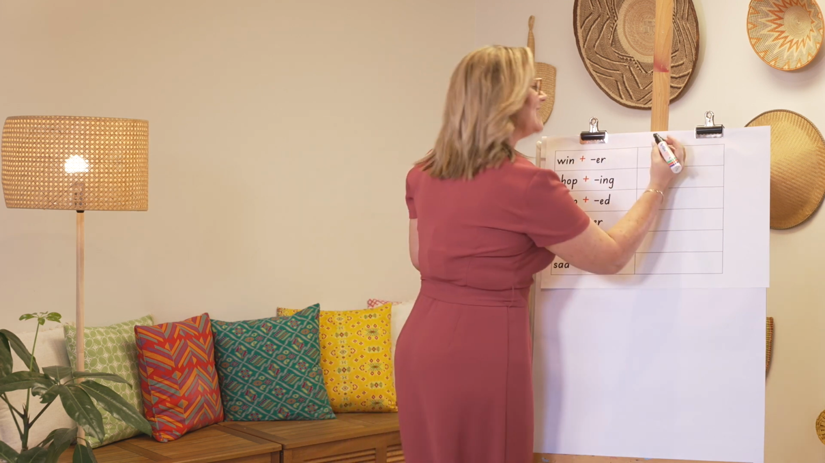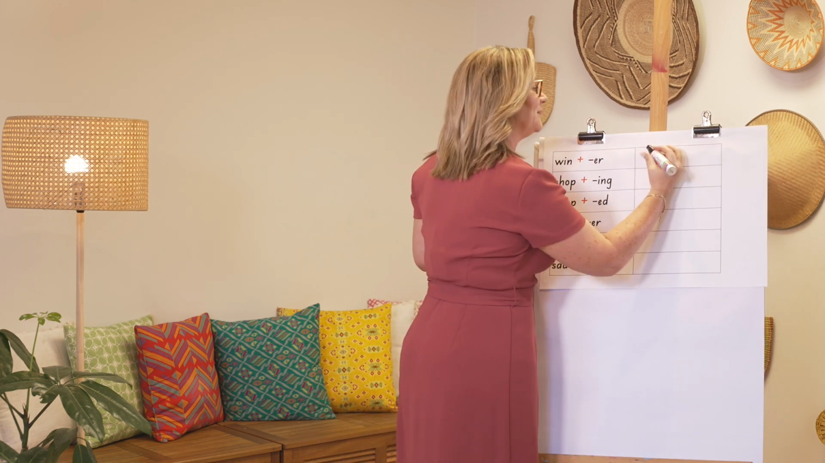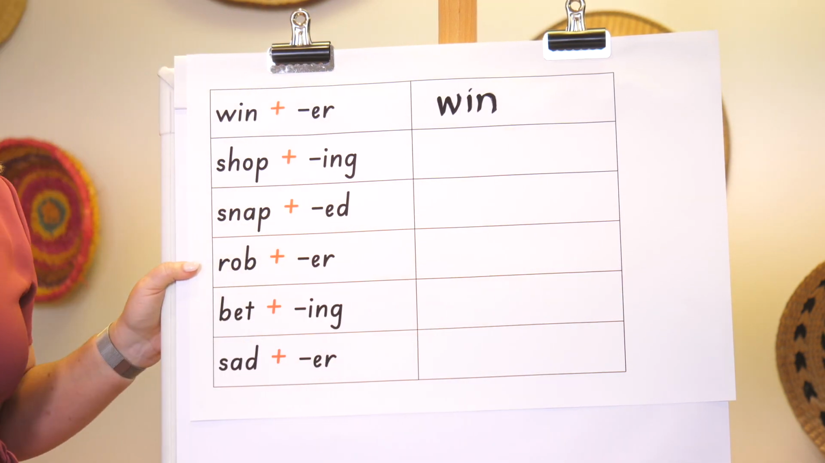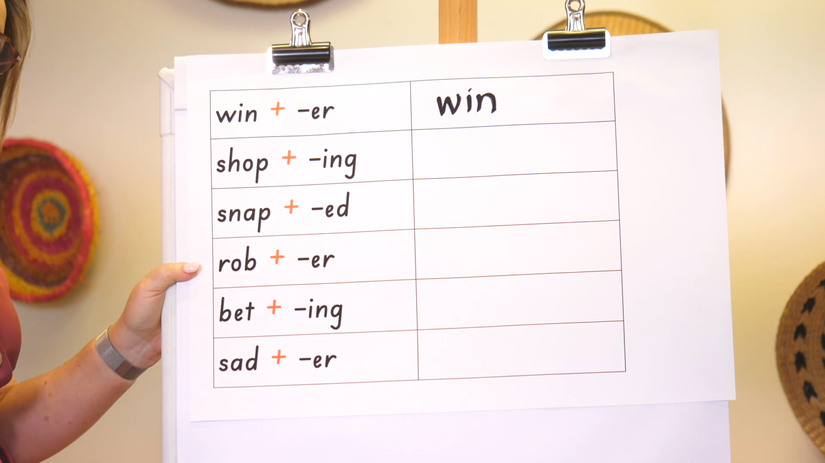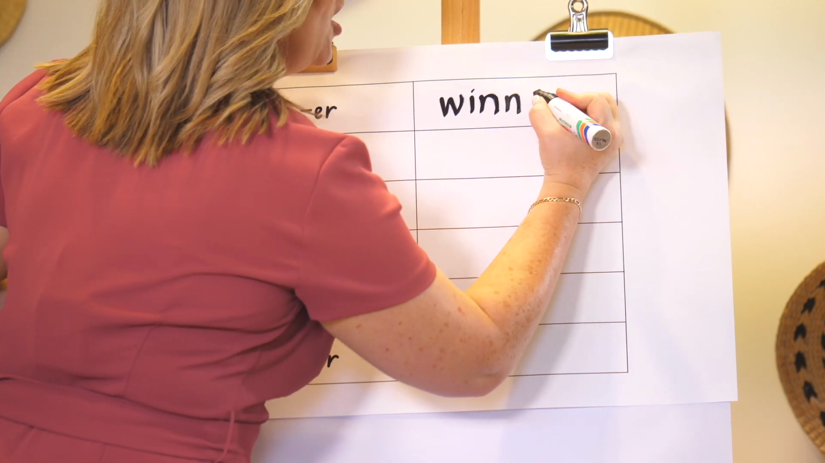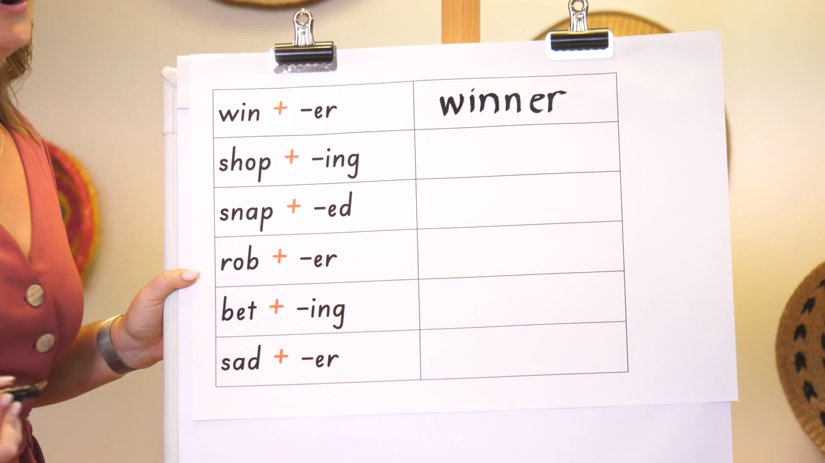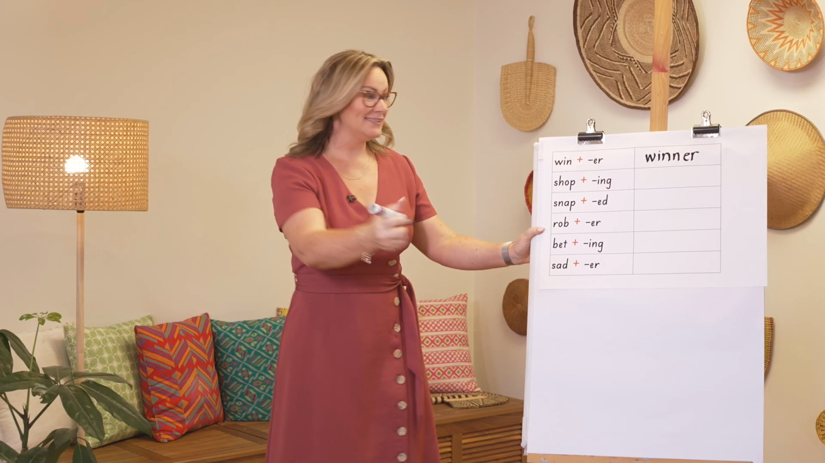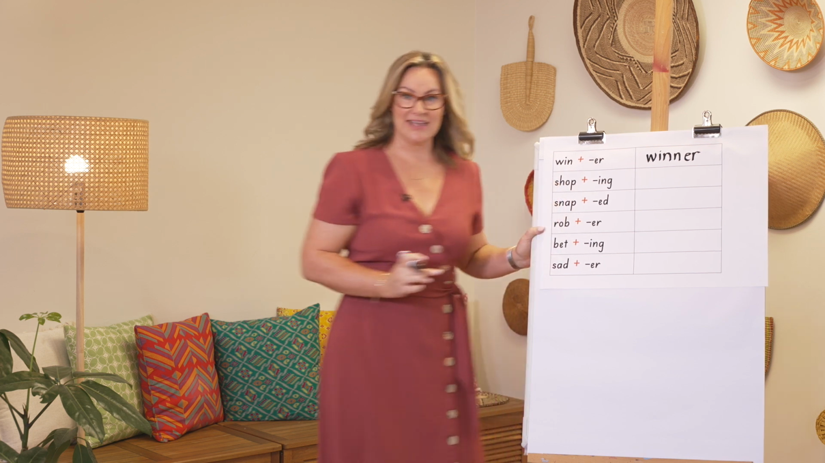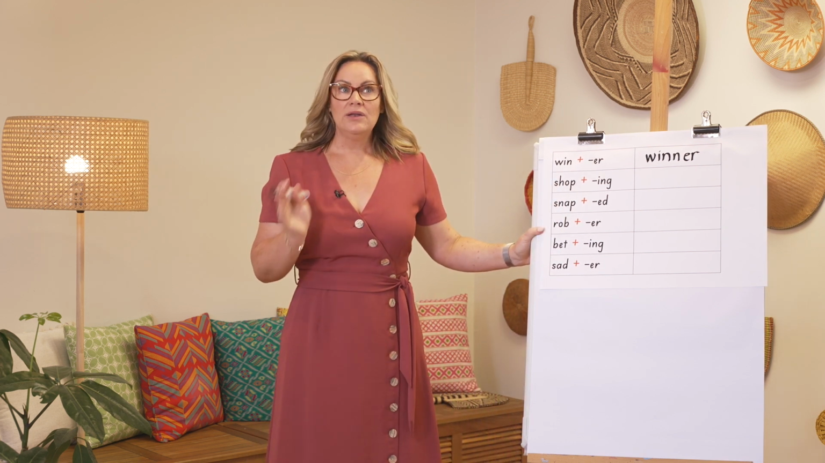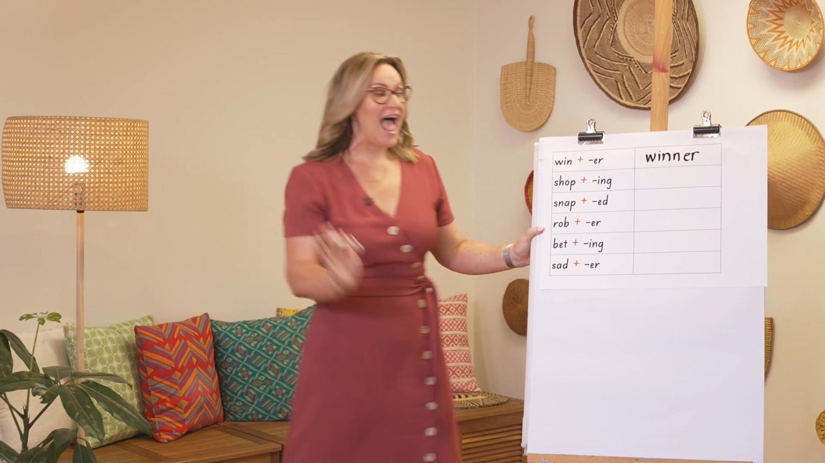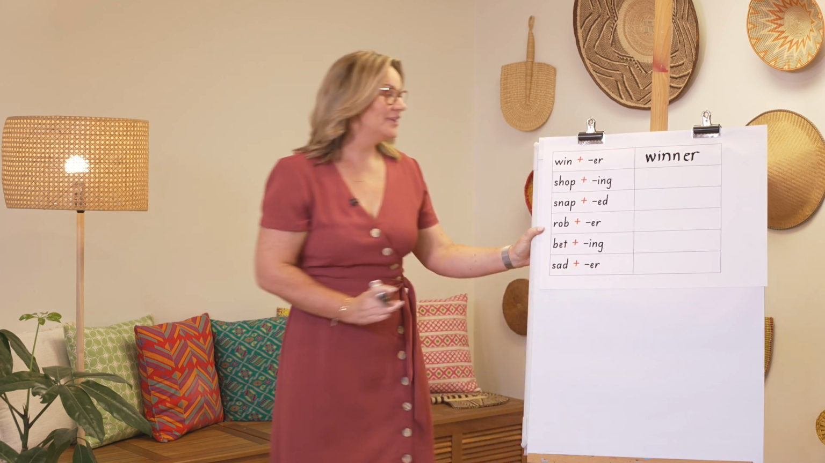Let's sound it out as we go. N. What are we doing? Double it. N. New word is winner. Excellent. Let's do the next one together as well. 1, 1, 1. Double that consonant. Add your suffix.